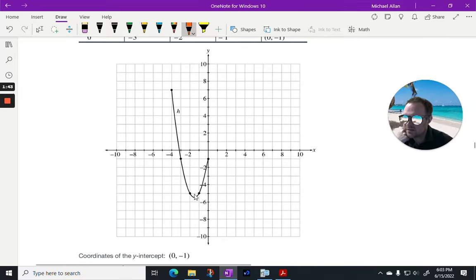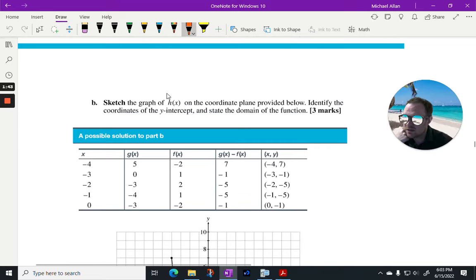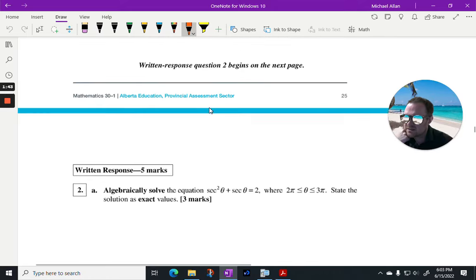Yeah, min value somewhere about there. They don't mention set notation here, or this is an ordered pair, because it says it's a point, for 4 marks. Yeah, cool. Okay, let's see what the next one says.